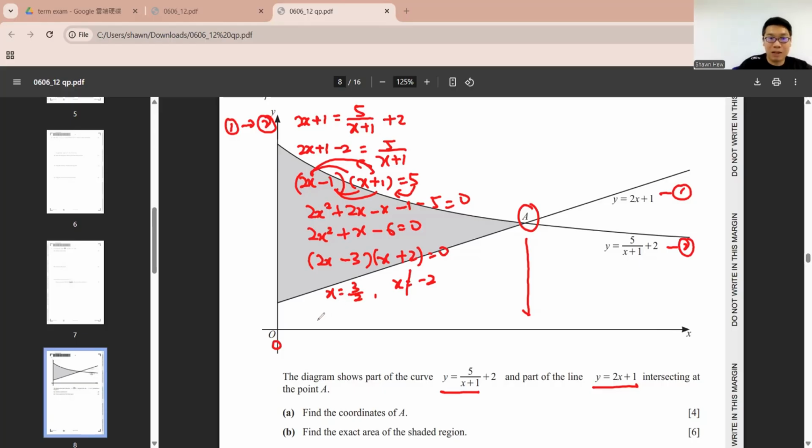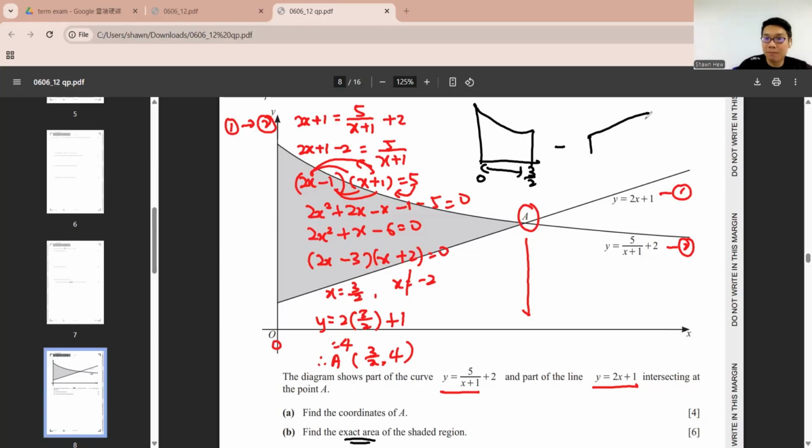After we find the x, we need to find the y. So the coordinates of A are 3 over 2, 4. Next, they ask us to find the exact area of this shaded region. We know this is 0 to 3 over 2, minus the trapezium. This is 3 over 2. The height of this, we need to refer to this point. C is 1, so we know the height here is 1.